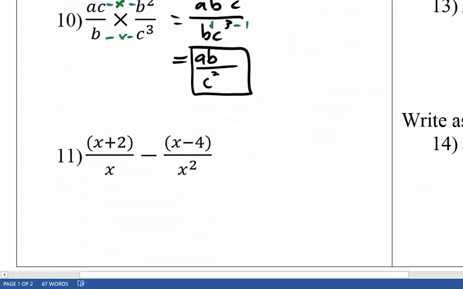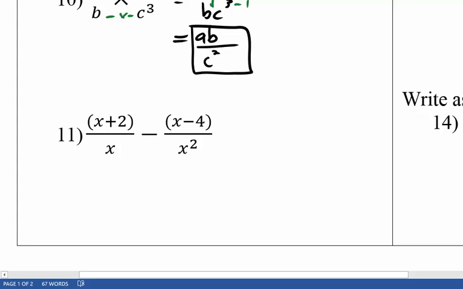Right, next one, number 11. So this is a minusing 1, and so minusing 1 is the same as a plus 1. We have to use this cross and this drop method. They're the harder ones of the fractions. So I'm going to go along these arrows, and I'm going to multiply. So I'm going to go x times x minus 4, and that's going to be over here.